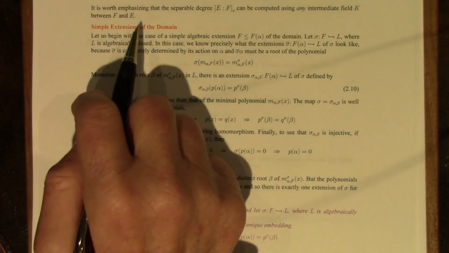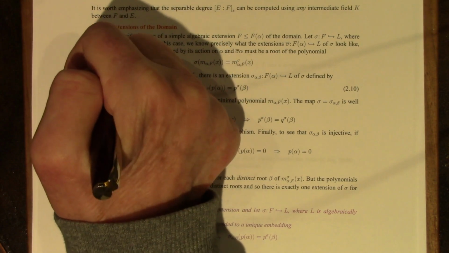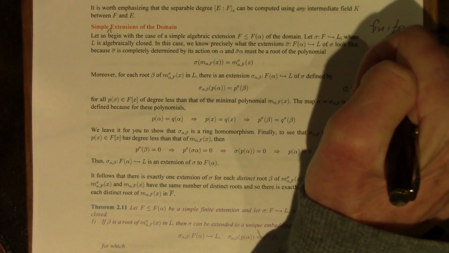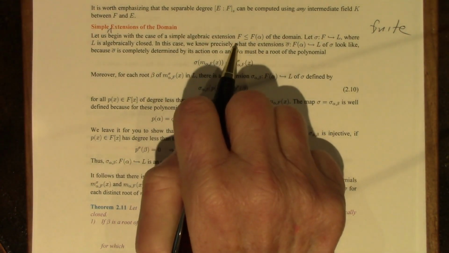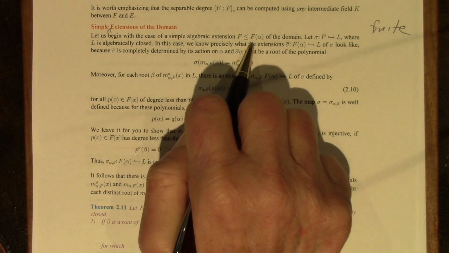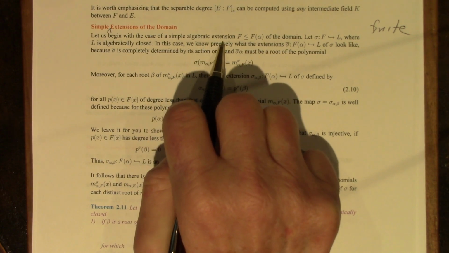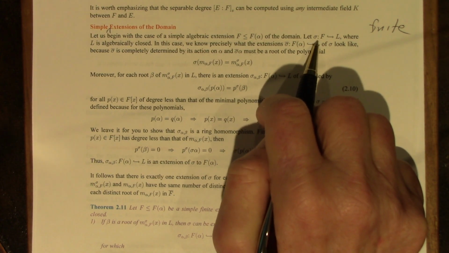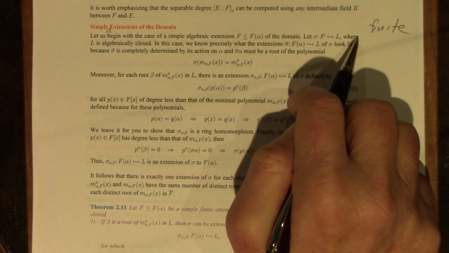So we'll begin with the case of simple extensions. I should really add, these are simple finite extensions, not transcendental. That wouldn't work at all. Okay, so we'll begin with this case. F extended to F with alpha adjoined. Simple algebraic extension. So we'll let sigma be an embedding of F into L, where L is algebraically closed.